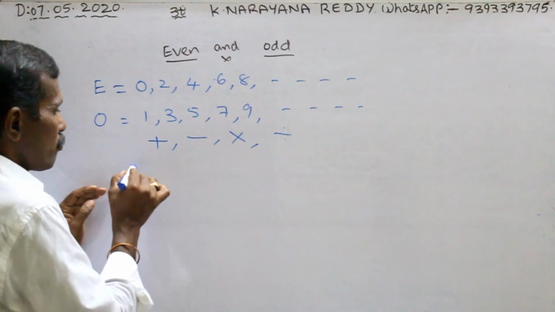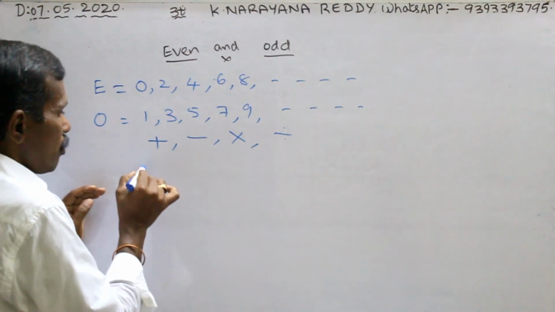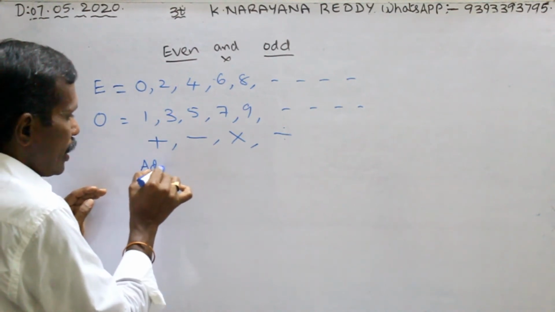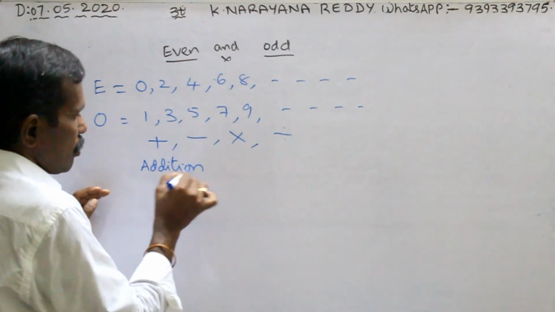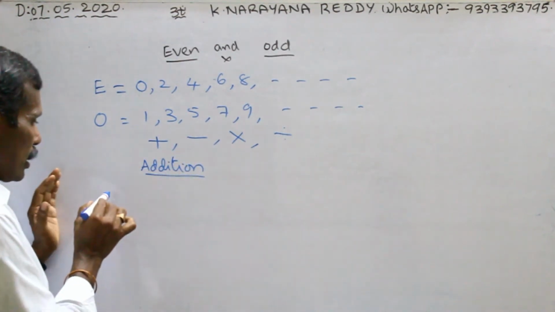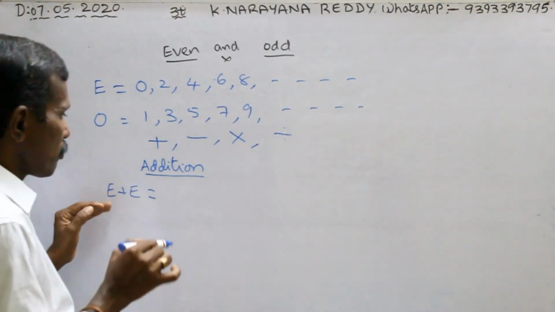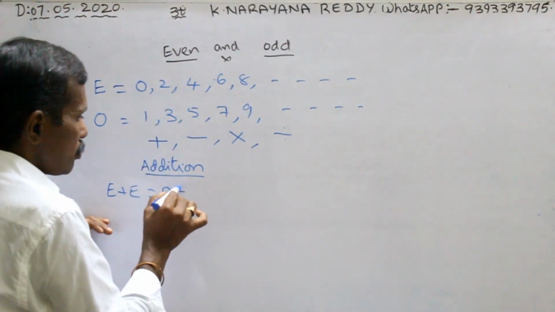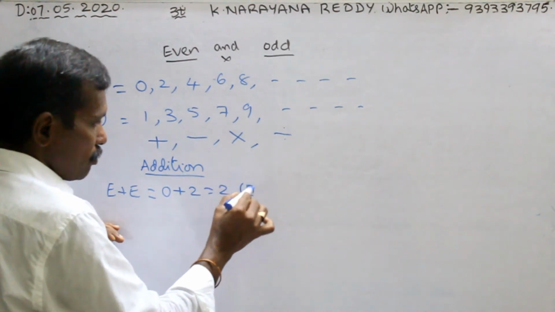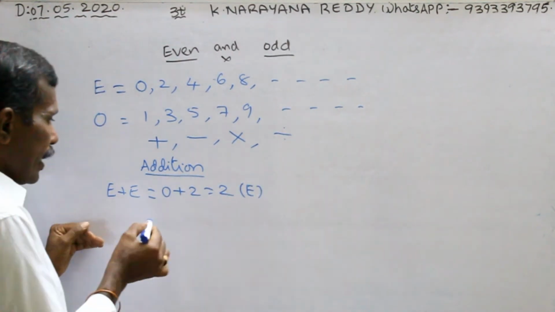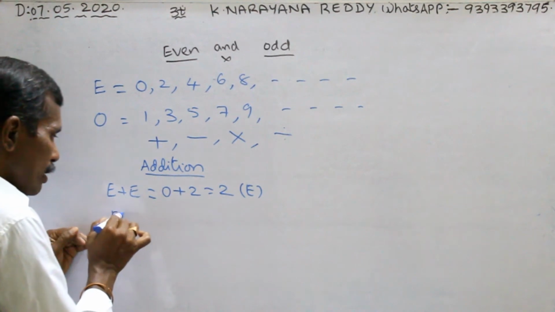For example, even addition. You can take addition now. For example, even plus even: 0 plus 2 equals 2, which is even. Again, even plus odd.